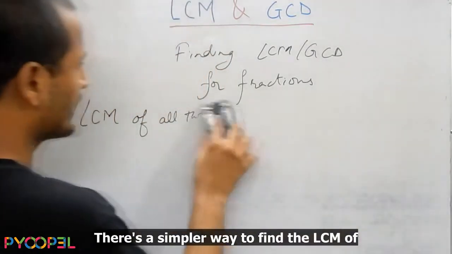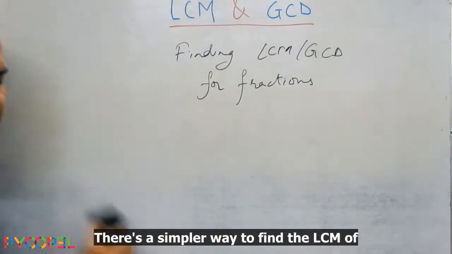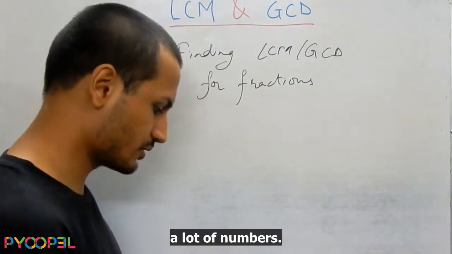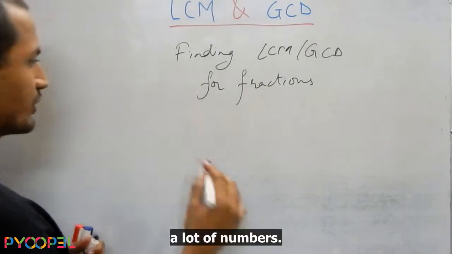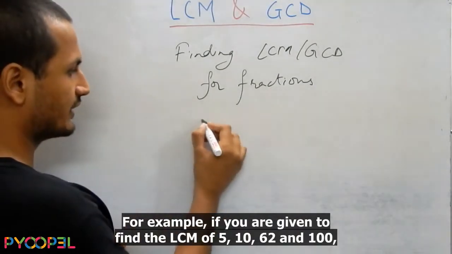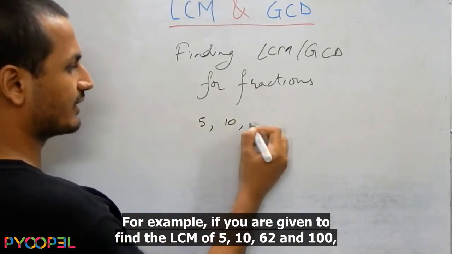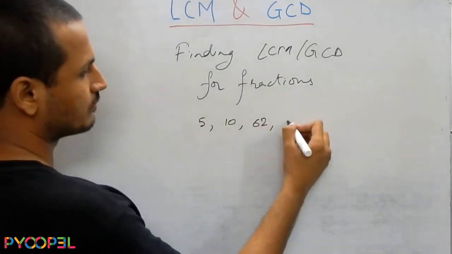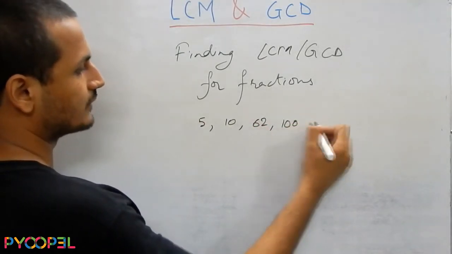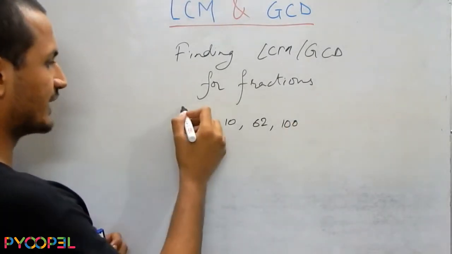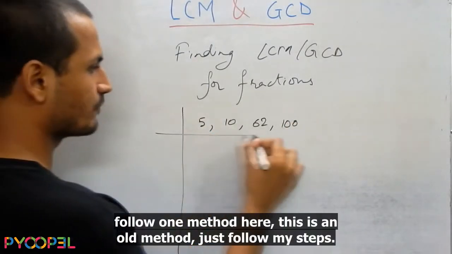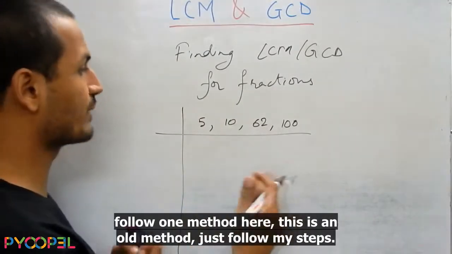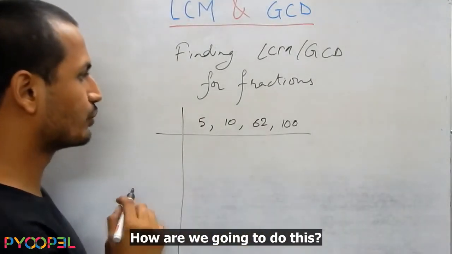There is a simpler way to find the LCM of a lot of numbers. For example, if you're given to find the LCM of 5, 10, 62, 100, then follow my method here. This is an old method, just follow my steps. How are we going to do this?